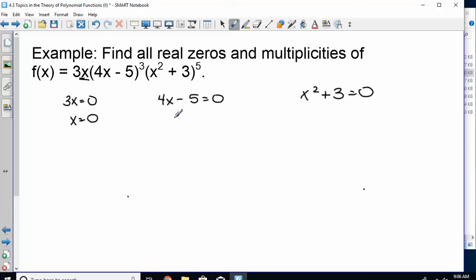4x minus 5 equals 0. If you add your 5, divide by 4, you get 5/4. x squared plus 3 equals 0. If you subtract your 3, to get rid of a square, and with that, plus and minus, so we get x equals plus and minus. What would you have to do with this?